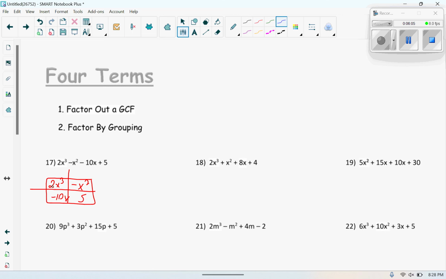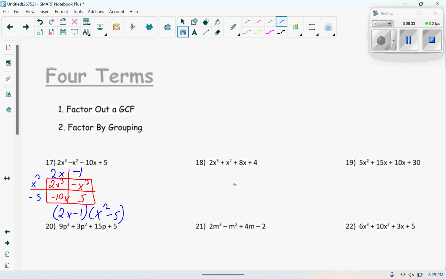I'm going to factor out, let's see, what do these have in common? What do I want to pull out? I'm going to pull out an x squared here. And if that's x squared, that has to be a 2x. And if that's a 2x, that has to be a negative 5. And that has to be a negative 1. So I'm going to be left with 2x minus 1 and then x squared minus 5.